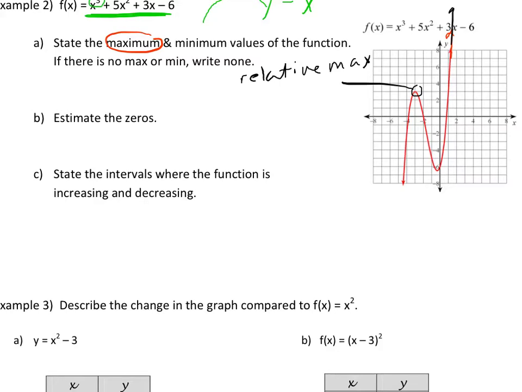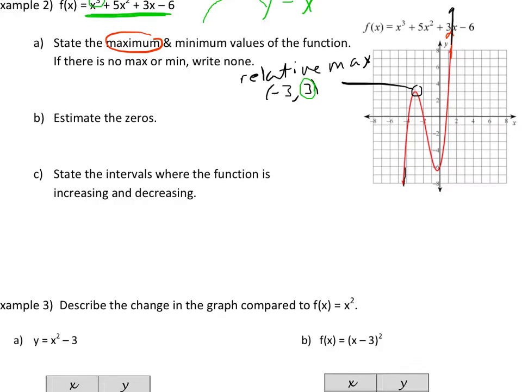So we can say, again, this is a coordinate. It is called -3 and 3. We can say that the relative max occurs at x = -3, but the relative max is 3, the y value. The same goes for the minimum.